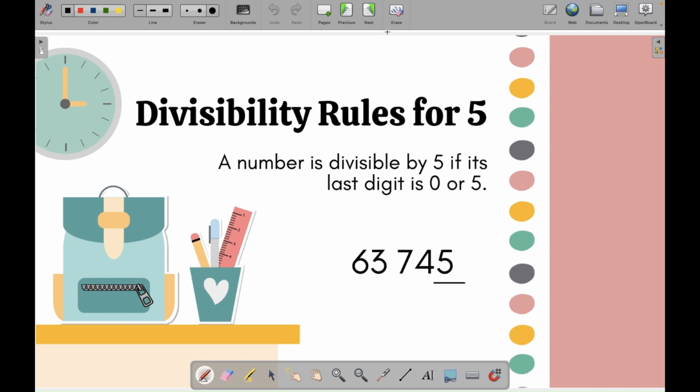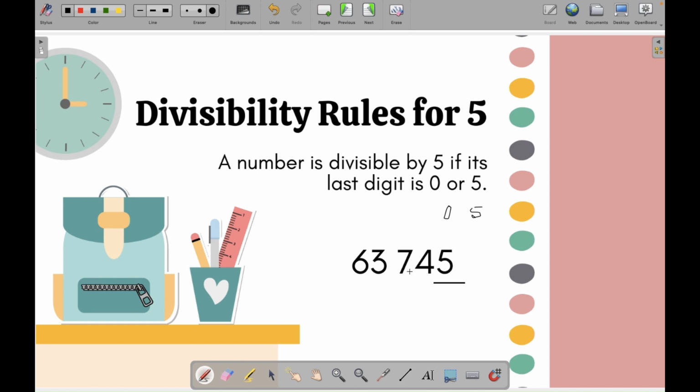Then we move on to the divisibility rule for 5. A number is divisible by 5 if its last digit is 0 or 5. So you just look at the last digit, and if it is either 0 or 5, then this entire number is divisible by 5. Again, we don't have to divide the entire number by 5, just look at the last digit. If it is either 5 or 0, that means the entire number is divisible by 5.